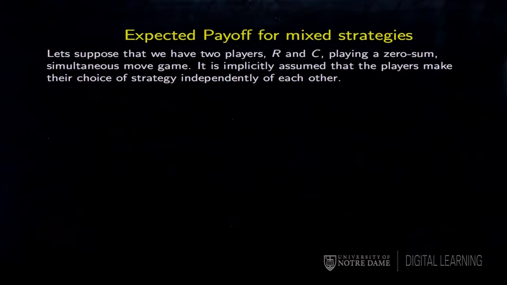So let's see how we might calculate the expected payoff for 2 given mixed strategies for row player R and column player C, playing a zero-sum simultaneous move game. And it's implicitly assumed that the players make their choice of strategy independently of each other in this scenario. That's always an implicit assumption for our zero-sum simultaneous move games.